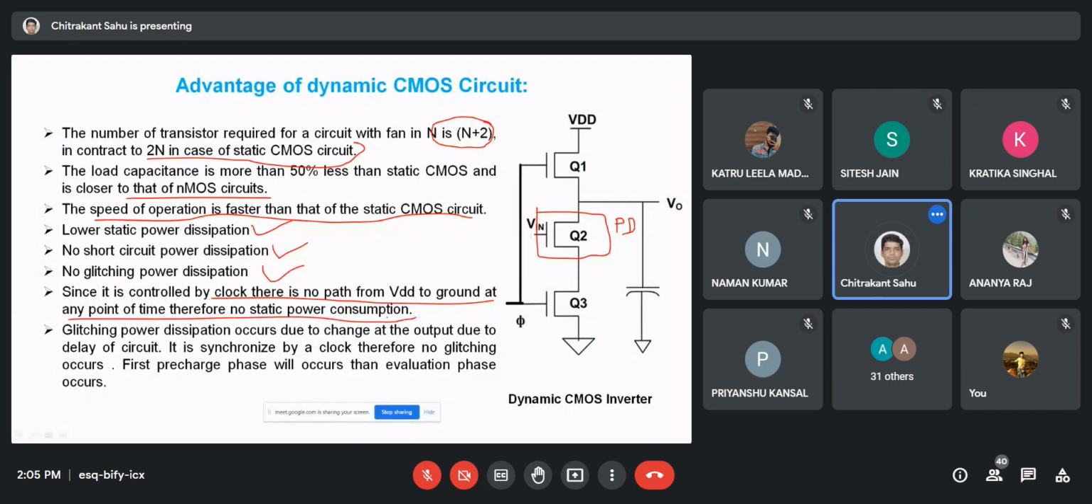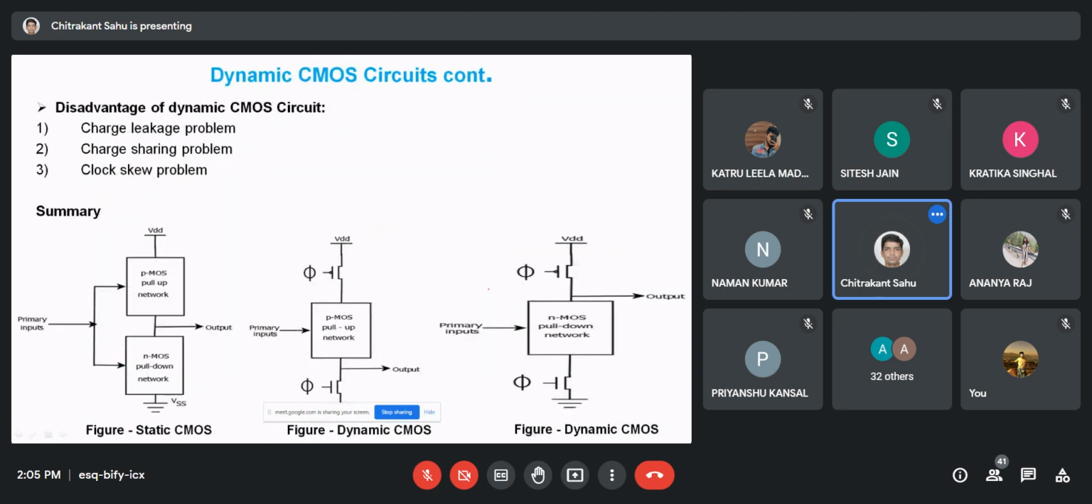So what is the major cause of static power consumption? It is the direct path from VDD to ground. In this case we don't have a direct path from VDD to ground. Why? Because we have used this particular transistor as a clock, and as you know, this will perform in two stages. One is called the pre-charging phase and the second is called the evaluate phase.